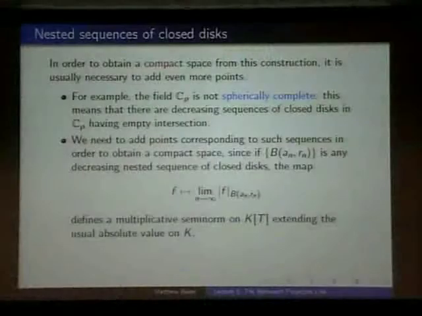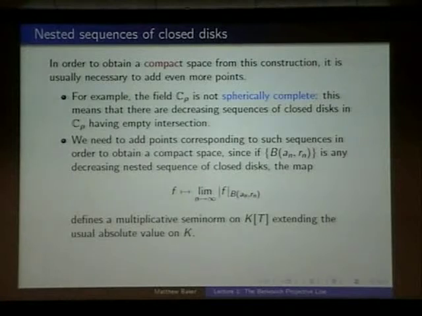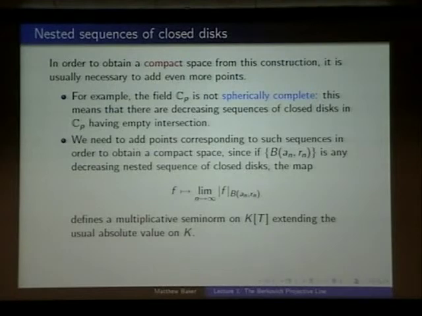Now, why do we need to do something about this? Why do we care? Well, we actually have to add such points to our space in order to account for such sequences, because rigorously speaking, if I have a nested sequence of closed disks and I take the limit of the sup norms, that will be a multiplicative semi-norm which extends the absolute value on K. That's almost immediate from the definitions. And so at least according to Berkovich's definition of the space of all multiplicative semi-norms, we need to include these points.